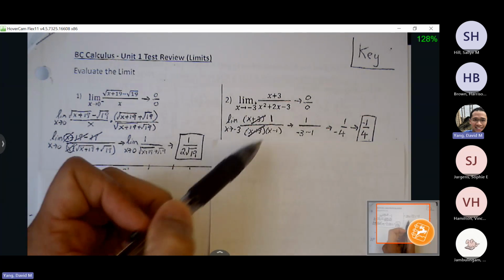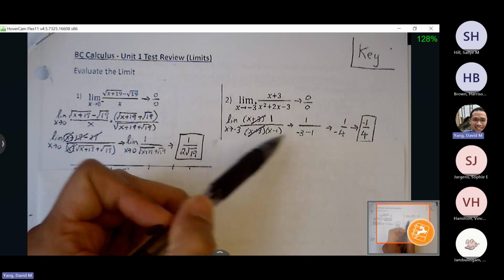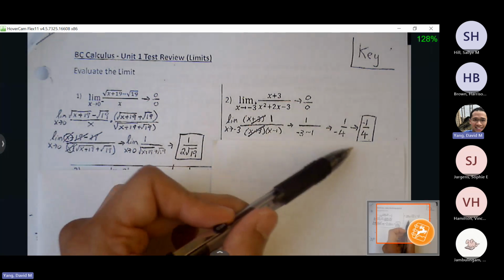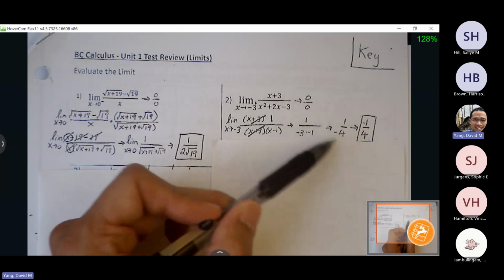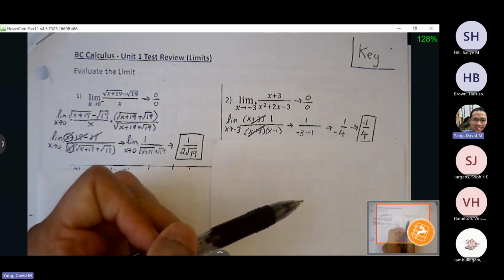We reevaluate. Direct substitution, -3 in for x. So -3 minus 1 is -4. Careful that -4 is in the denominator, not in the numerator. So 1 over -4, which is -1/4.